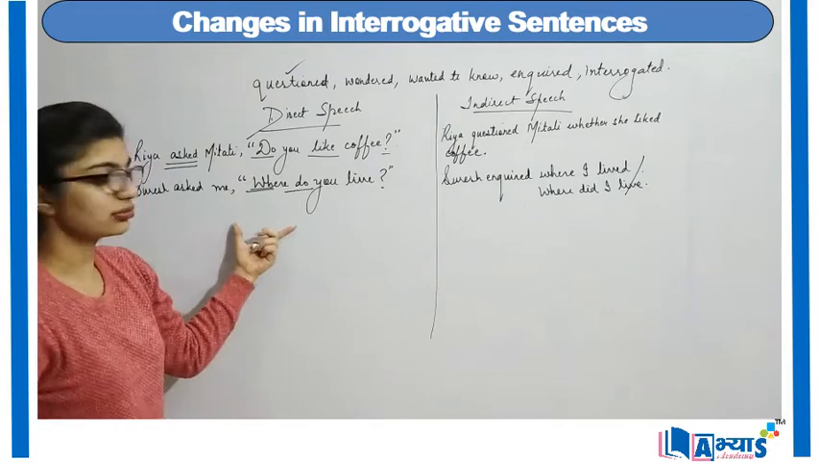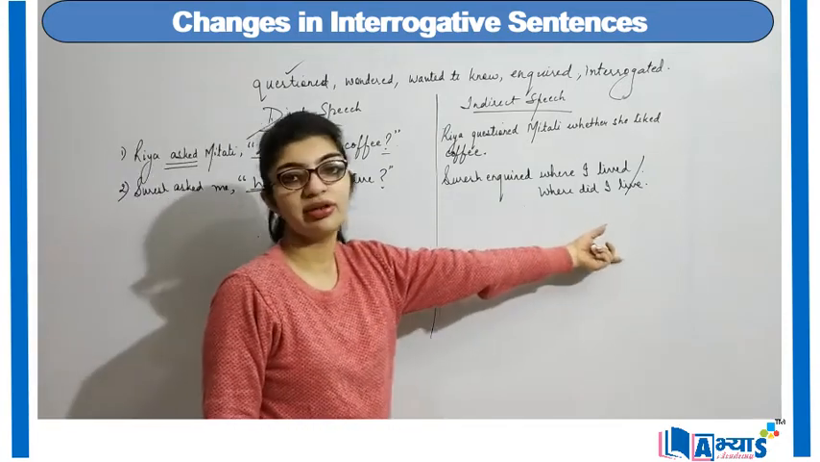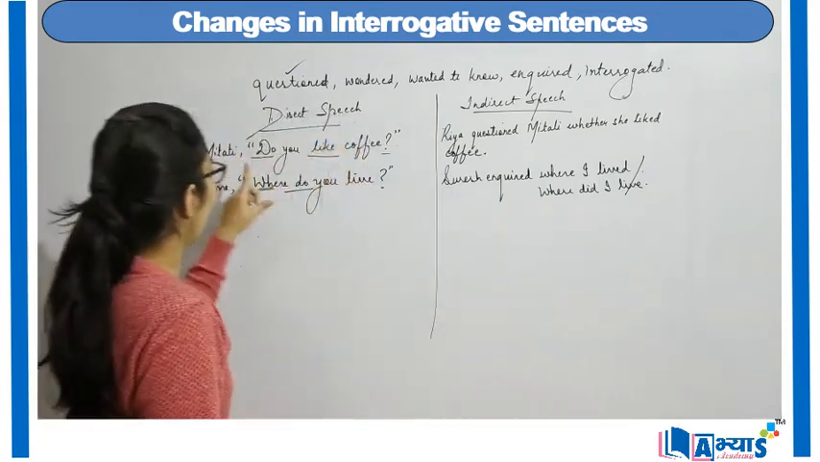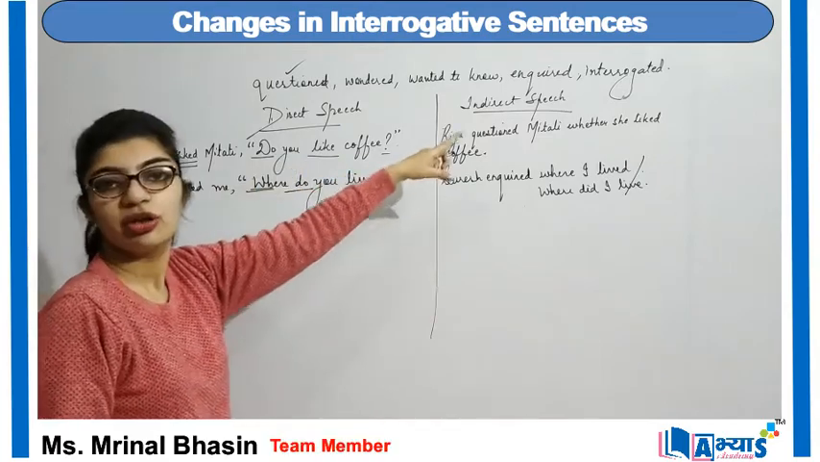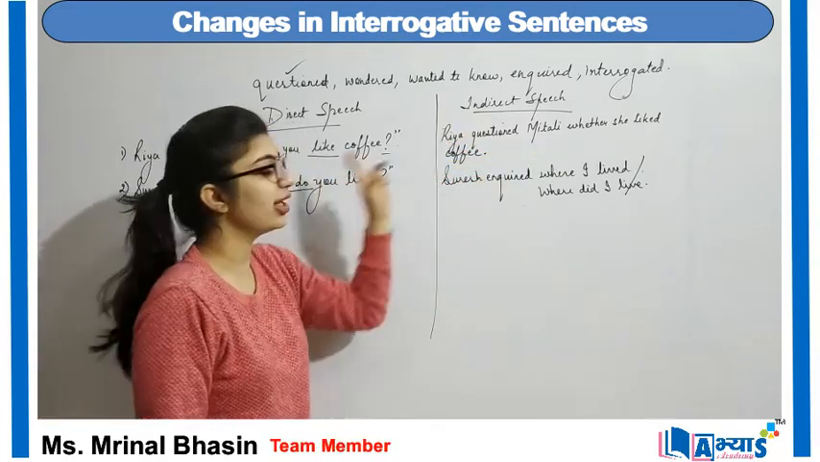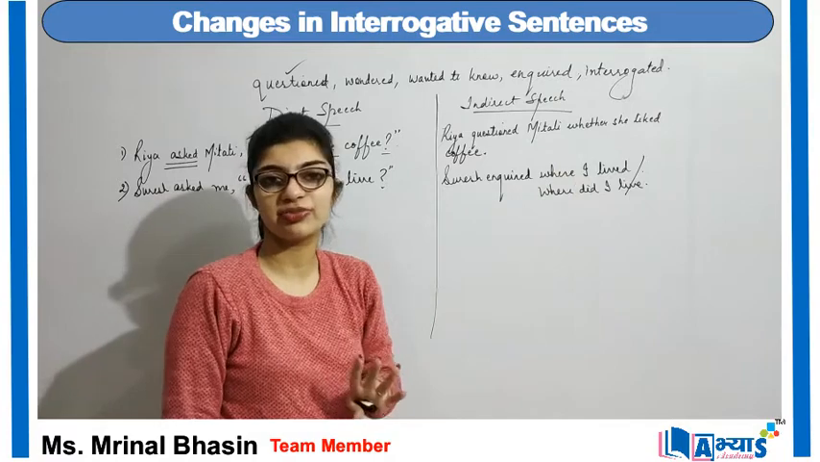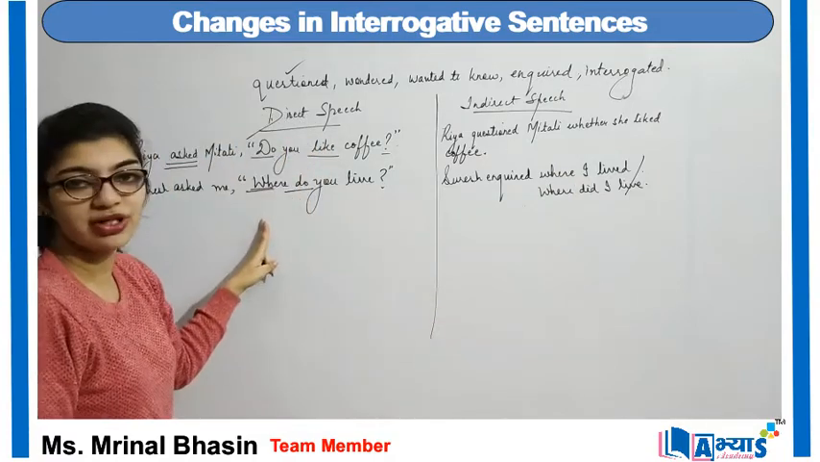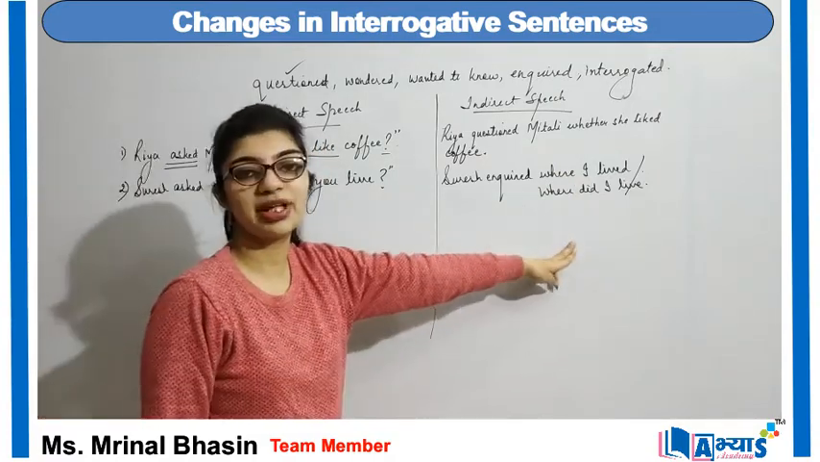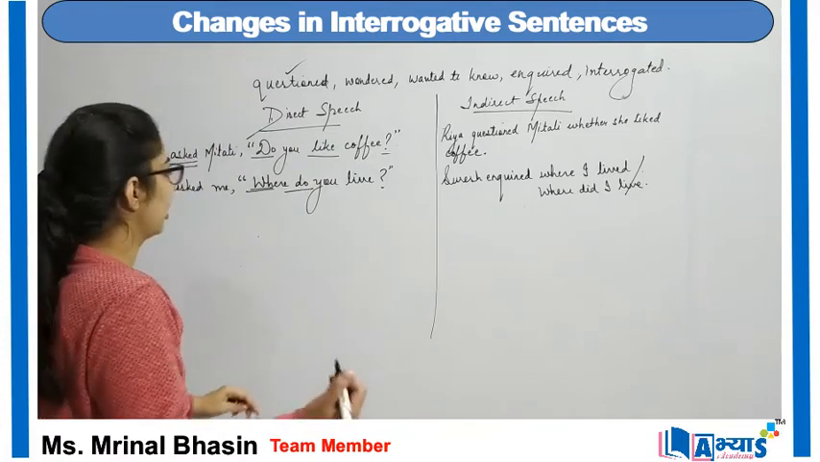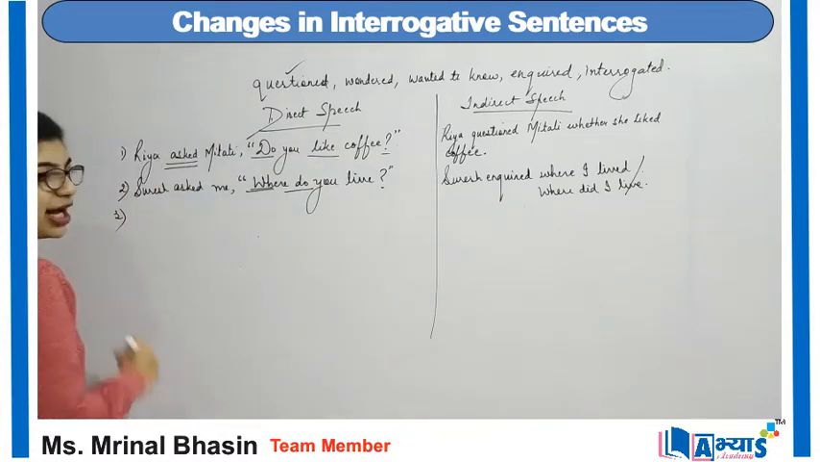So the subject over here remains the same. Why? Do you like coffee? Do was my subject over here. Here there is no such subject. But for WH words, the subject remains the same. So let us consider some other example.